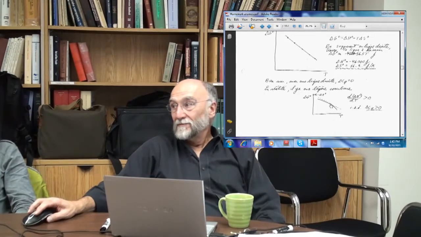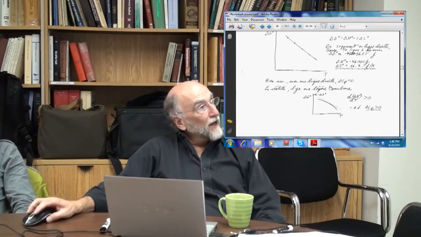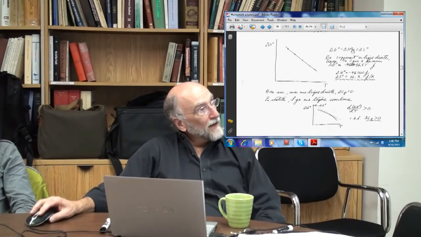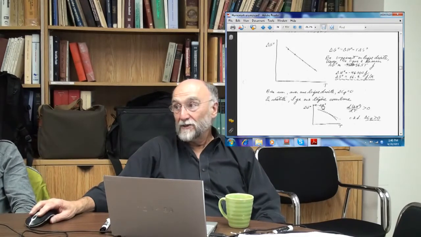Okay. So if it's a straight line and you extrapolate it to 0 Kelvin, the intercept is obviously delta H, because that's the straight line. If it's not a straight line, but you draw the tangent at a given temperature and extrapolate the tangent to 0 Kelvin, the intercept is the enthalpy at that temperature.